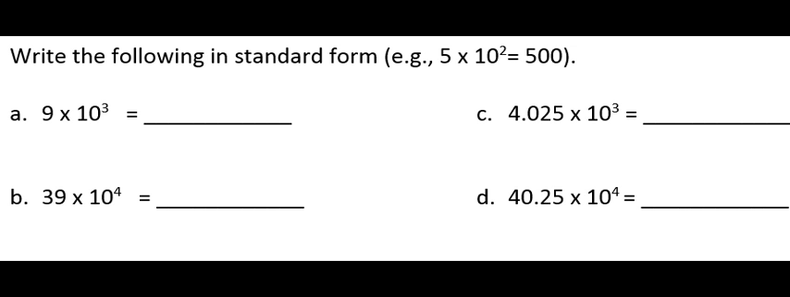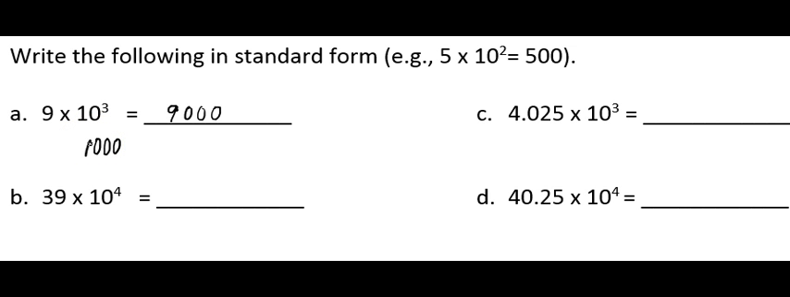Here I have 9 times 10 to the 3rd power. Now we know that 10 to the 3rd power is 1,000. And we also know that when we multiply 9 times 1,000, the 9 shifts 3 place values to the left. So we see a pattern here. Shifting 3 place values to the left, I have an exponent of 3 as well. So 9 times 10 to the 3rd power is 9,000.